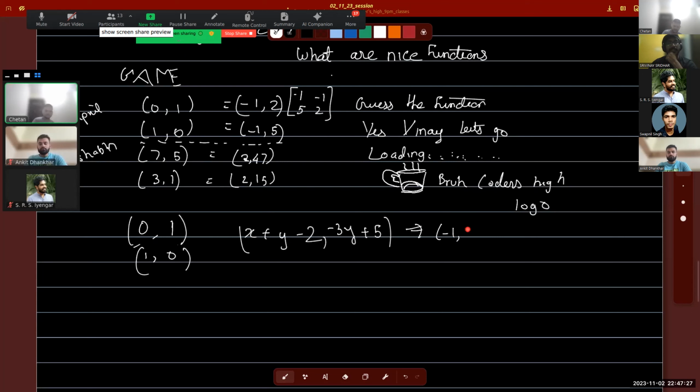But what else can be a function? Exactly. As Swapnil said, this is not the only function. The way he's put it in the matrix, I can expand it out using our dot product rule and just say that is nothing but open the bracket -x plus 5y, comma -x plus 2y. This also satisfies the equation. So if we give it an input of 0, 1, what it will give us is 5, comma.